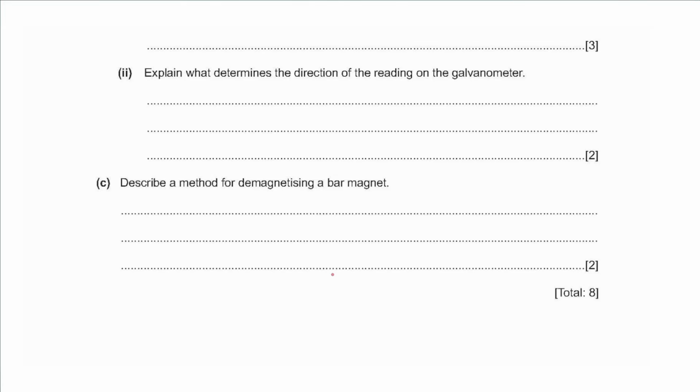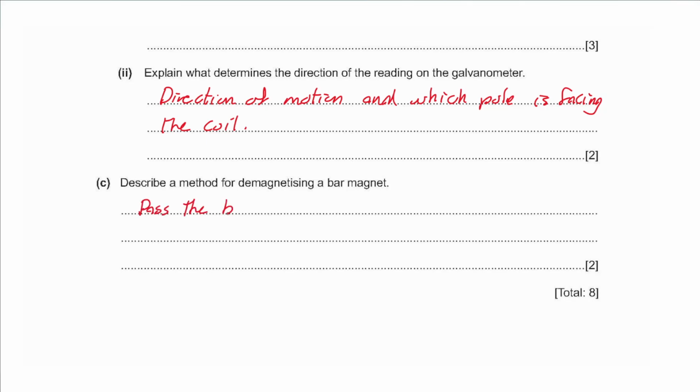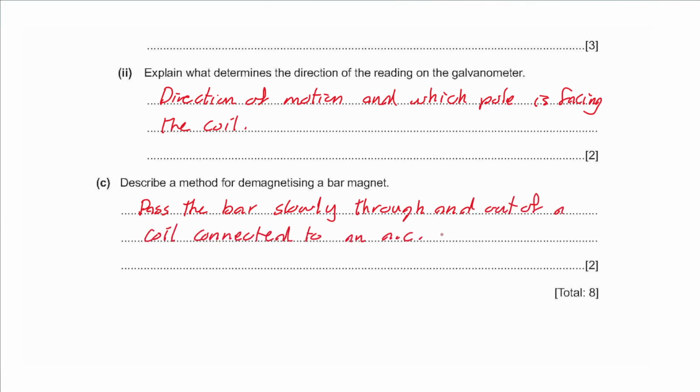Part ii says explain what determines the direction of the reading on the galvanometer, which is the direction of the current. We say the direction of motion and which pole of the magnet is facing the coil. If you reverse the polarity of the magnet, the direction of the current induced will also be reversed. Question C says describe a method for demagnetizing a bar magnet. We can say pass the bar slowly through and out of a coil or a solenoid connected to an AC or alternating current power supply.